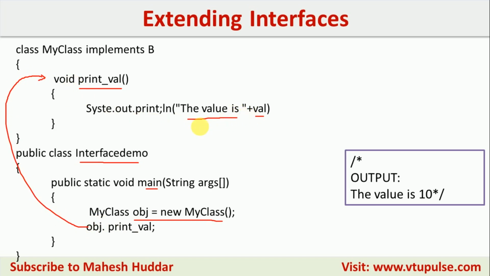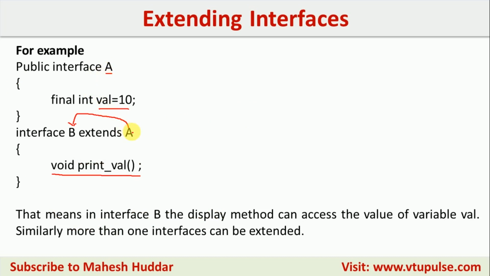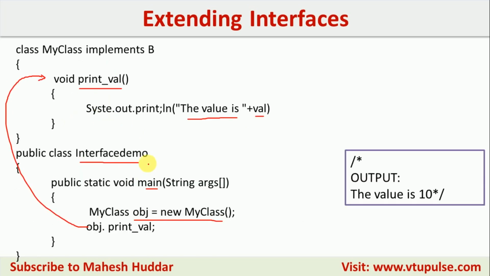It came from A here, because A is extended in B, it is visible in B also, and from B we got this particular print val method. So val as well as print val are visible in B. Because of that we were able to display this particular VAL in this case. So finally the output will be displayed as the val is 10 in this case.